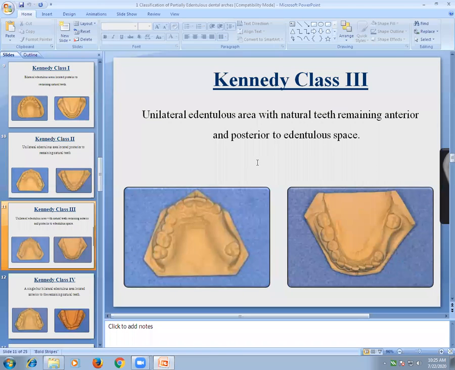Then Kennedy's class 3, unilateral edentulous area with the natural teeth remaining anterior and posterior to the edentulous space. Here you can understand this is the unilateral edentulous area with natural teeth remaining anterior and posterior to it. In this mandibular cast also you can see anteriorly teeth are present and posteriorly there are teeth. That's why unilateral edentulous area with natural teeth remaining anterior and posterior to the edentulous space.